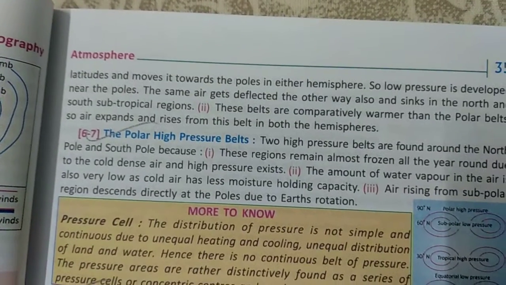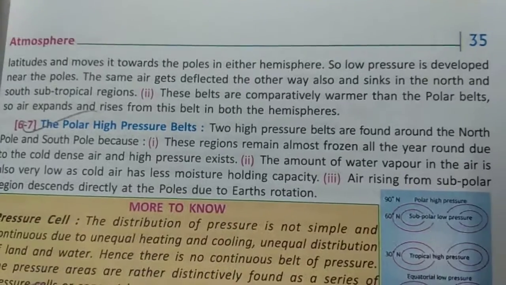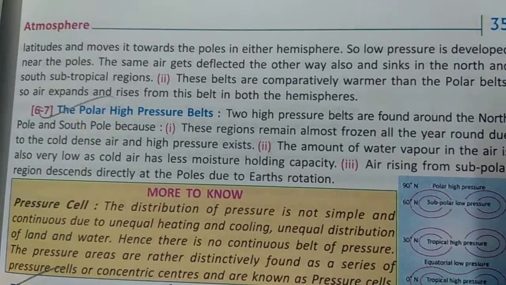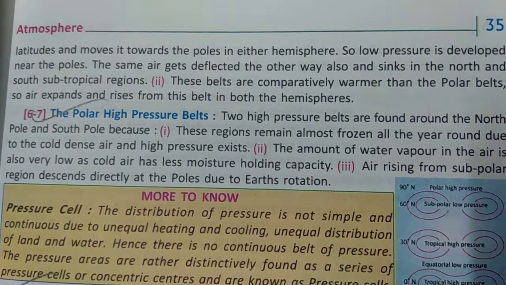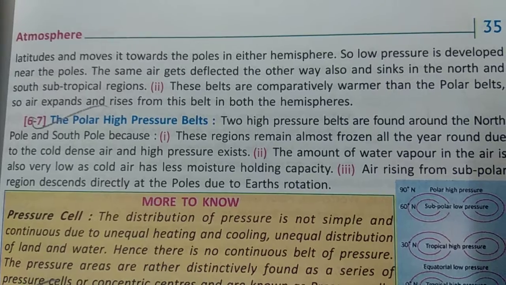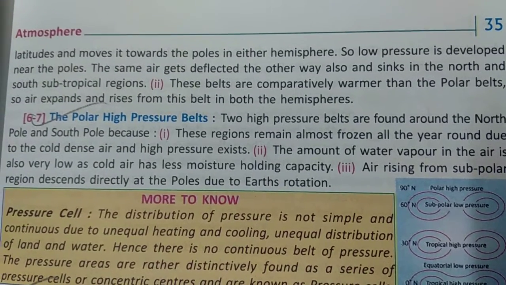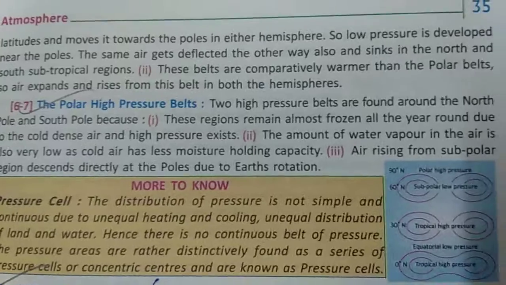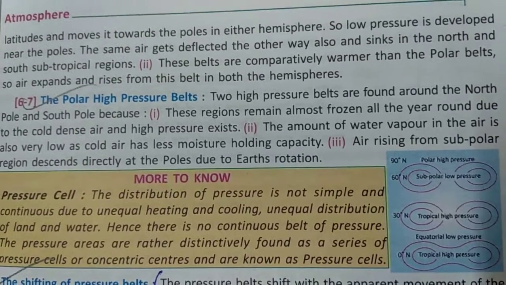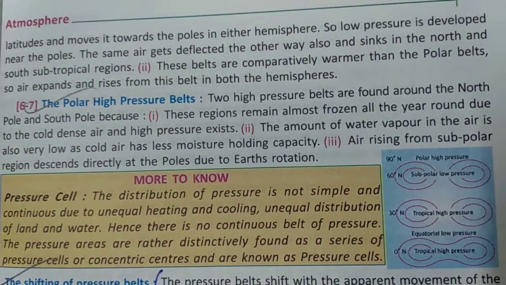Now what happens here? Low pressure is developed near the poles. The same air that gets deflected the other way also sinks in the subtropical regions. These belts are comparatively warmer than the polar belts, so air expands and rises from this belt to both the hemispheres.